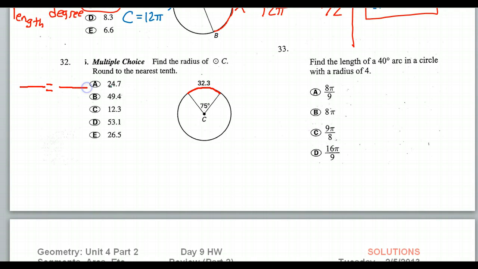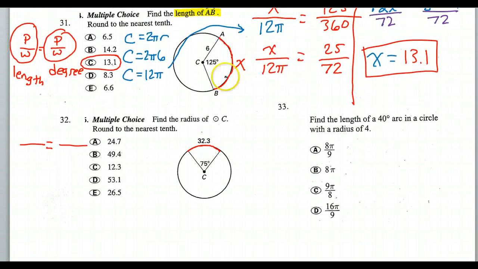Like I said, when we do part over whole on the right hand side, it will be degrees, part over whole degrees. The partial degrees are 75 degrees, the same as the arc measure. So 75 degrees over 360. Now on the left side we have length. We need the partial length divided by the whole length, which is the circumference. The partial length is given. It's the 32.3. So right here will be our 32.3, our partial length.